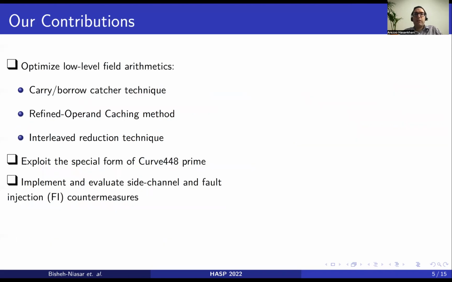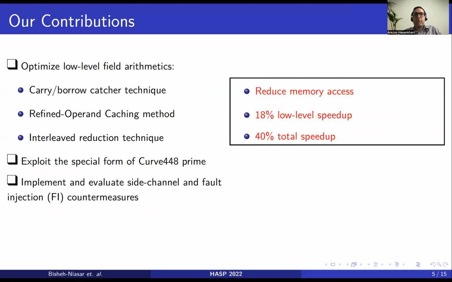Therefore, in this design, we optimized the low-level field arithmetics by using several techniques, including carry-borrow-catcher technique, refined operand catching method, and implementation of the interleave reduction technique. We also used the special shape of the Curve448 prime to increase our efficiency. These techniques reduced the memory accesses, showing 18% performance improvement in low-level arithmetic.